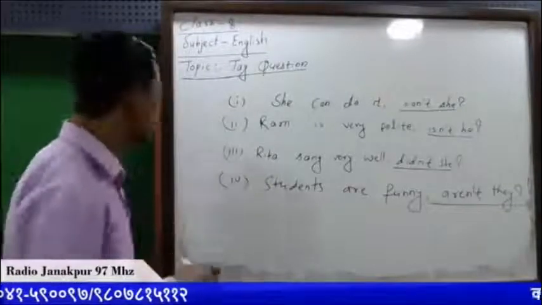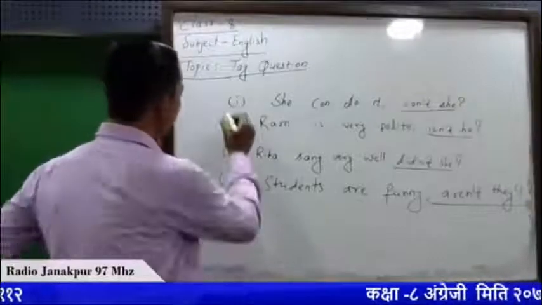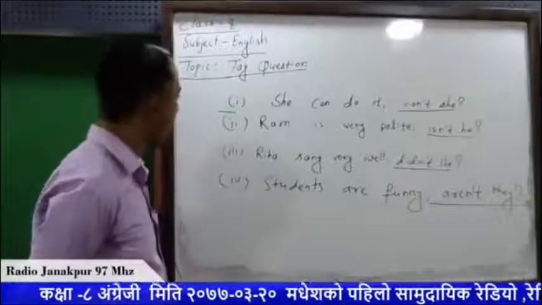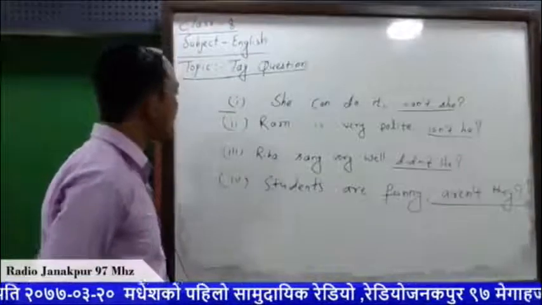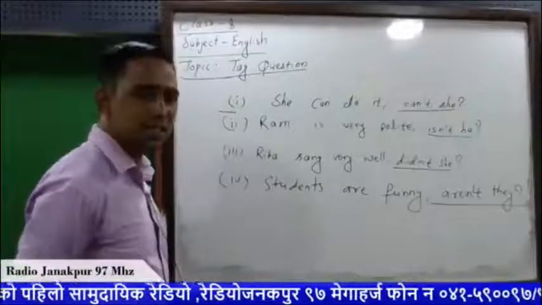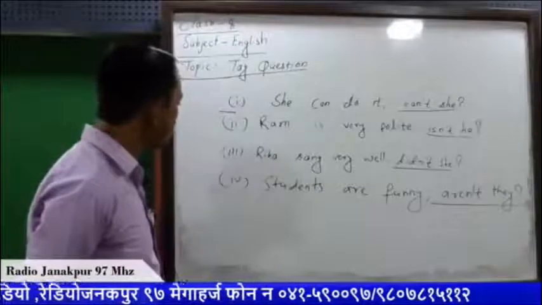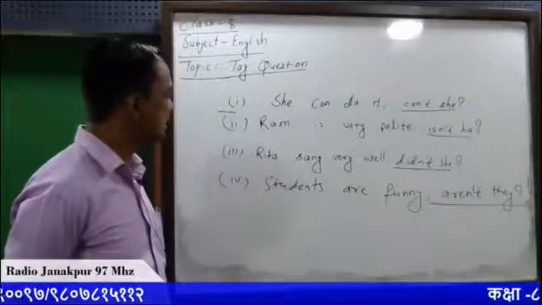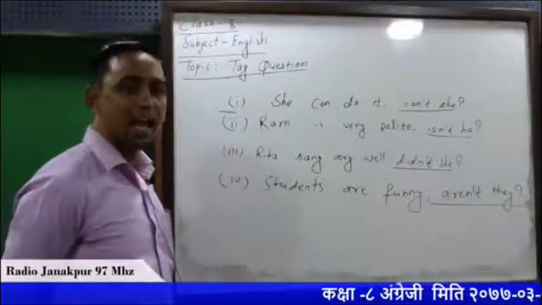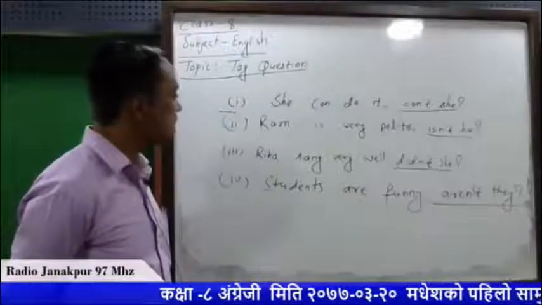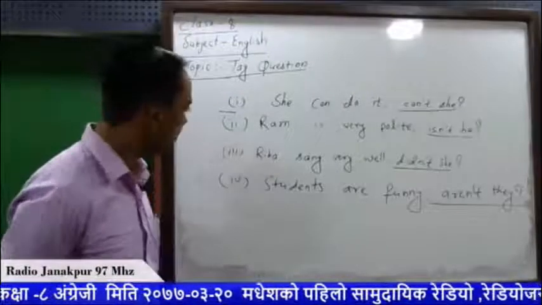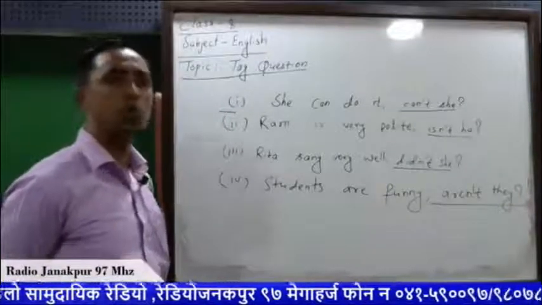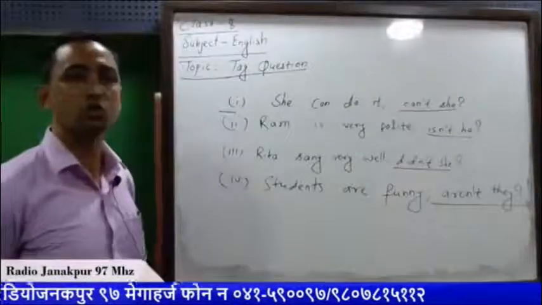Let's see. First sentence is she can do it, can't she? Second sentence is Ram is very polite, isn't he? Third sentence is Rita sang very well, didn't she? And fourth and last sentence is students are funny, aren't they? My dear students, look at all these sentences and try to find out what special things we are going to learn today in tag questions.